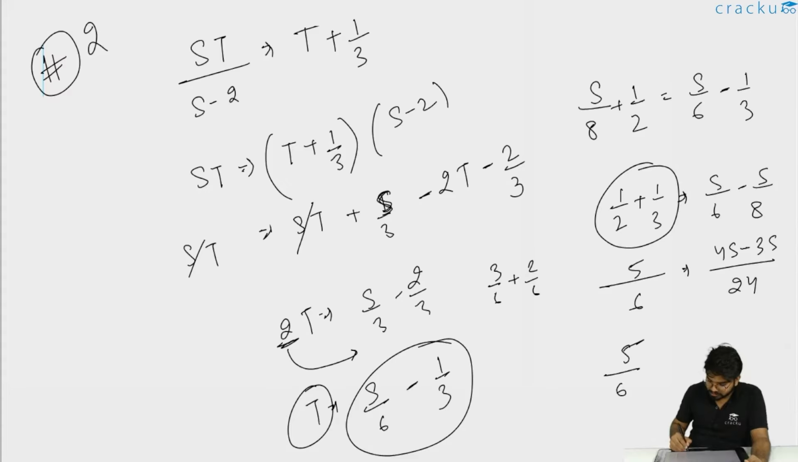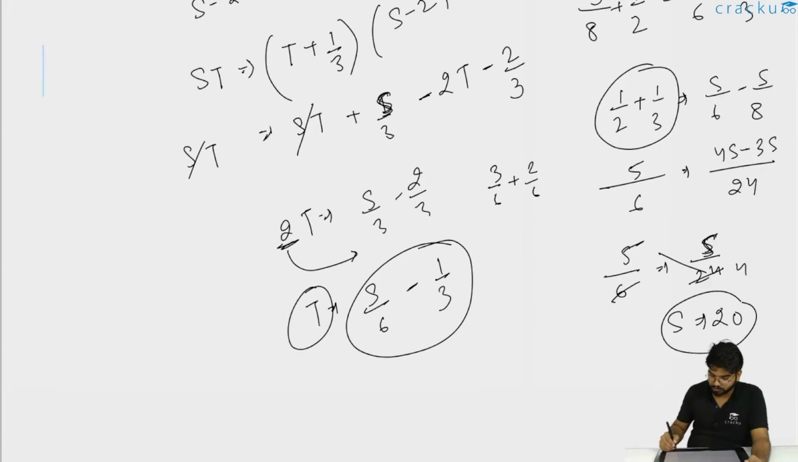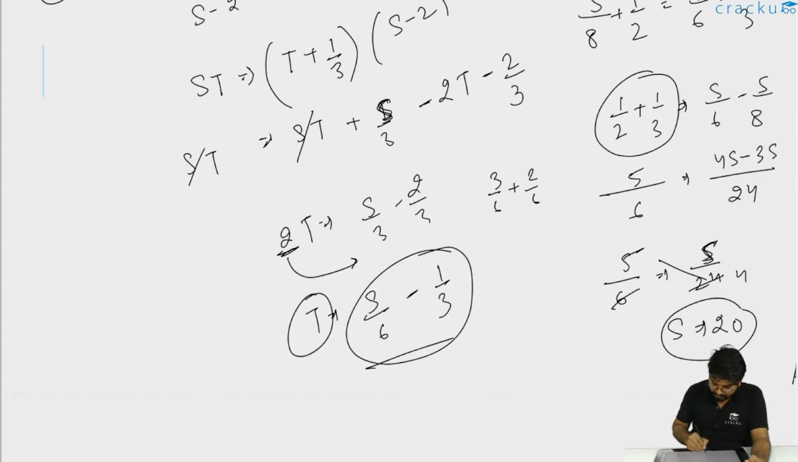5 divided by 6 is equal to s by 24. Or if we cancel, this will be 4 and we get s is equal to 20. This is s. We have got the value of s by equating the two equations. We can put this s into any equation. We can put it here also. We can get the value of t.